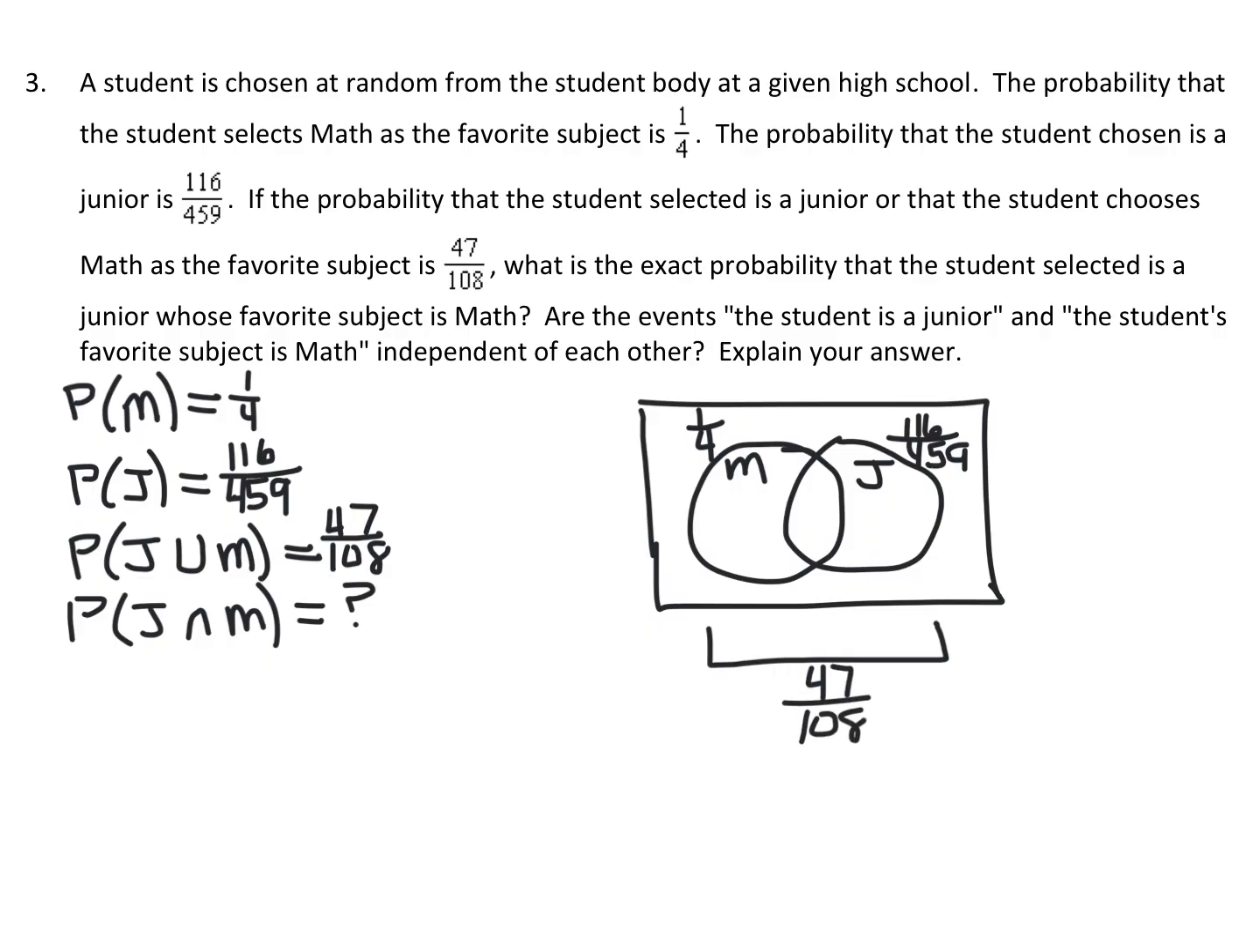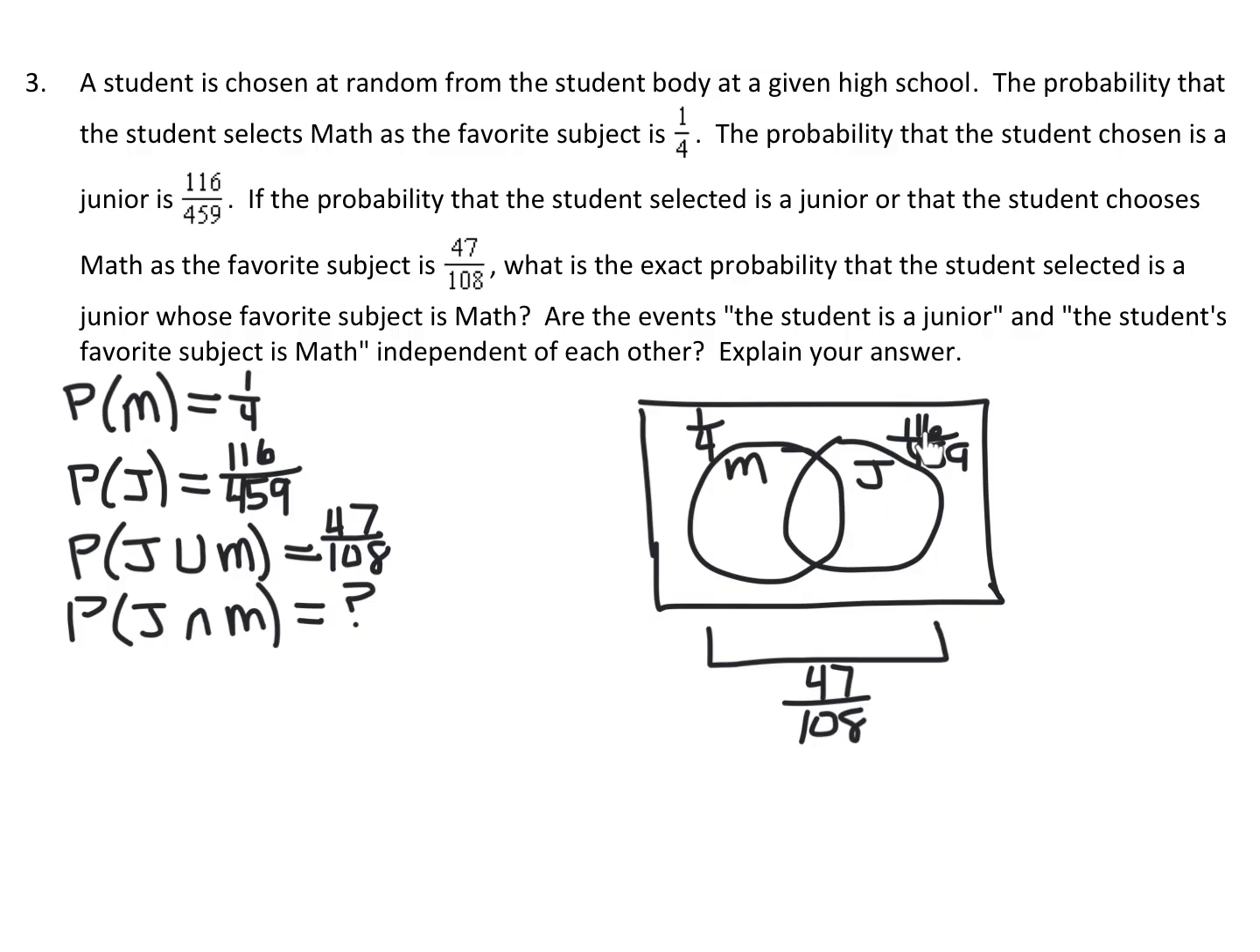Okay, now we don't know any of the numbers within the circles, but let's think about it. If we were to add up the two numbers on top of the circle, it should add up to more than this, because isn't the sum of these two numbers how we get the 1/4, and isn't the sum of these two numbers how we get the 1/16 over 459? So if we added these together, whatever's here would be accounted for twice. It would be accounted for within the 1/4 as well as the 1/16 over 459.